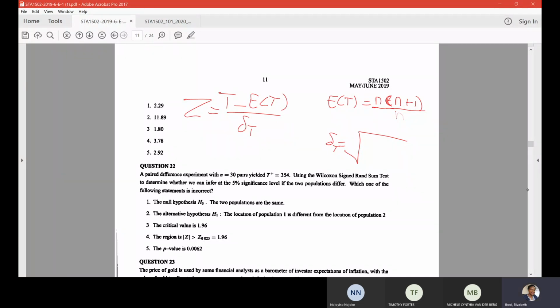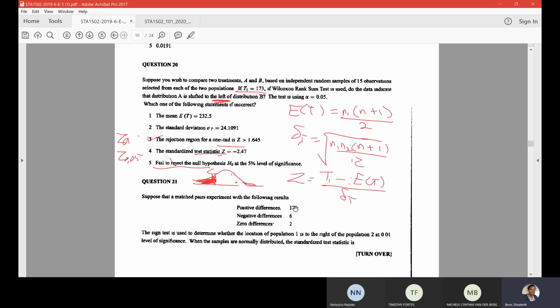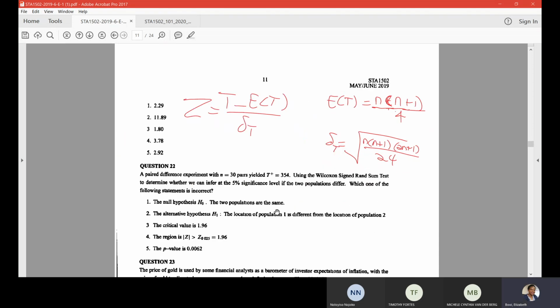Sorry, yeah, made a mistake here. It should be divided by 4. And this is n times n plus 1 times 2n plus 1 divided by 24. And those will be your standard. You substitute into this. Your t will be the difference. Remember, it will be the positive difference, which is 17. That is your t. So this will be your t and your t, and then you calculate your expected value using your n.